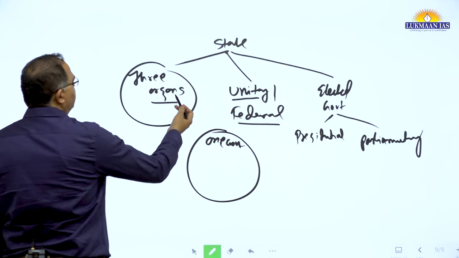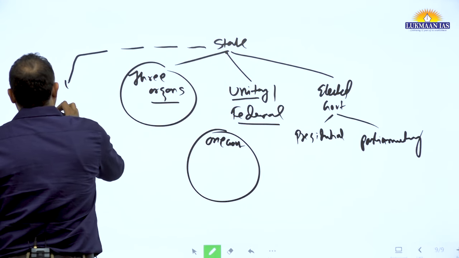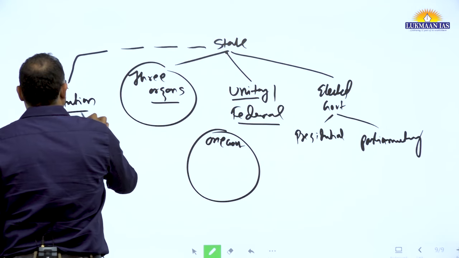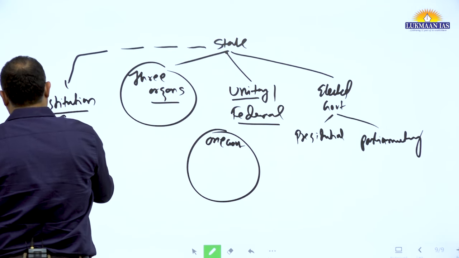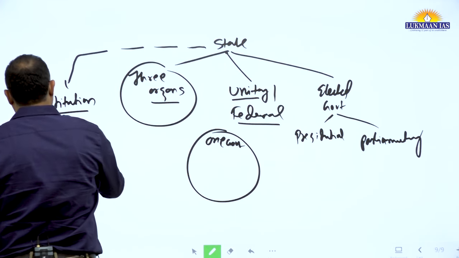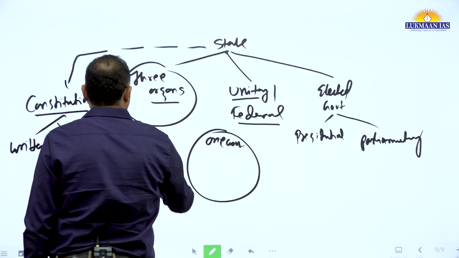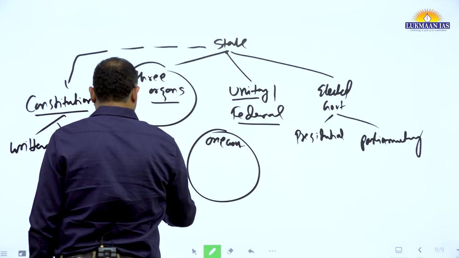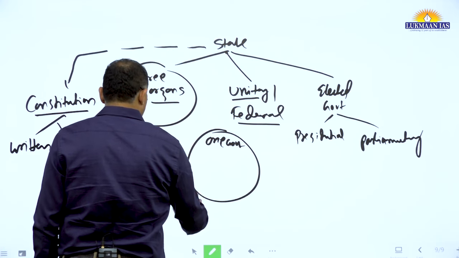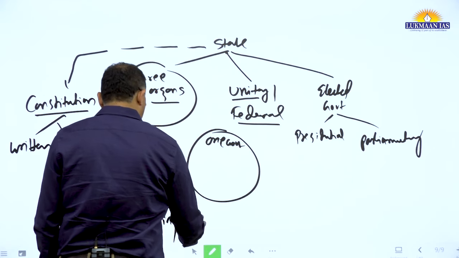And all these things, if they are mentioned in the legal document, that is called constitution. It can be written or unwritten. It can be separation of power or lacking separation.